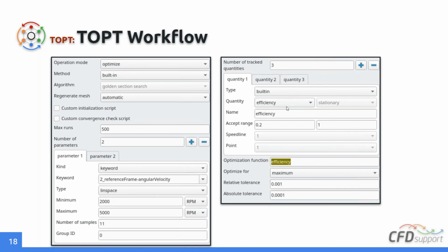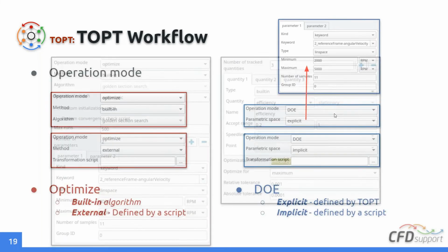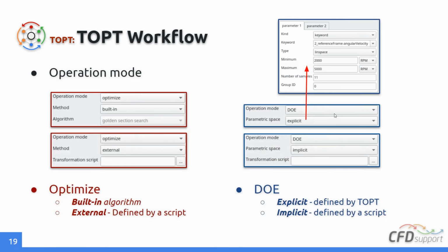So what are you interested in getting from the optimization? Which quantity would you like to follow? From these quantities, you can define the optimization function, and then that's all. You can run it. I will show the workflow for how to run it at the end of my presentation. Okay, so what is the operation mode?